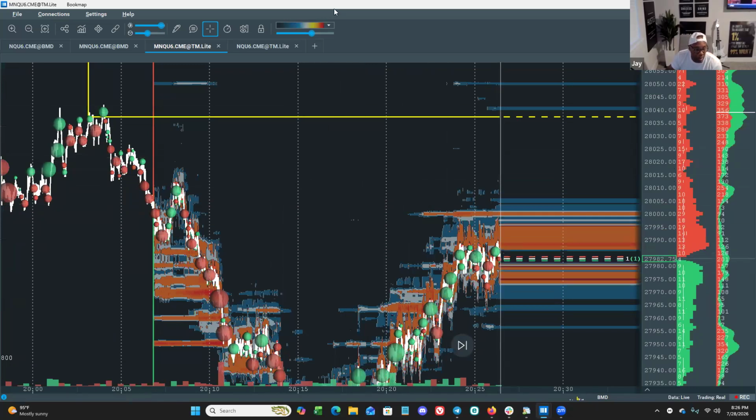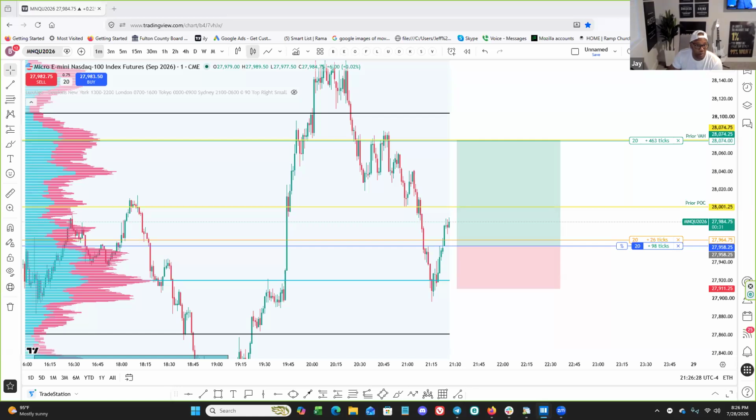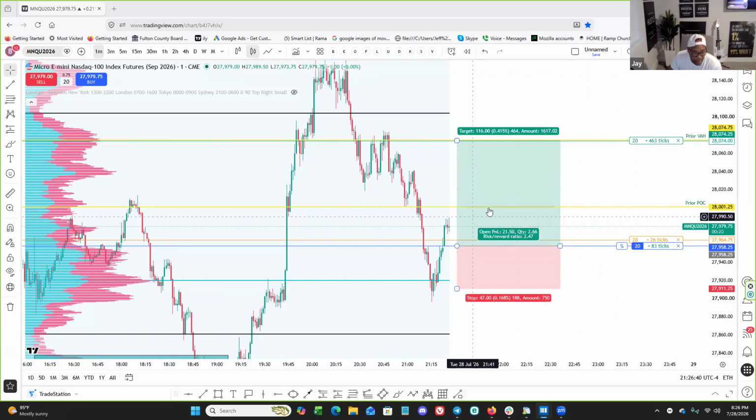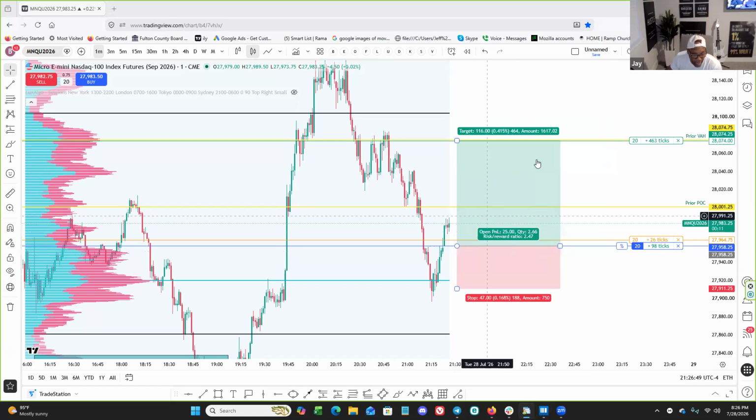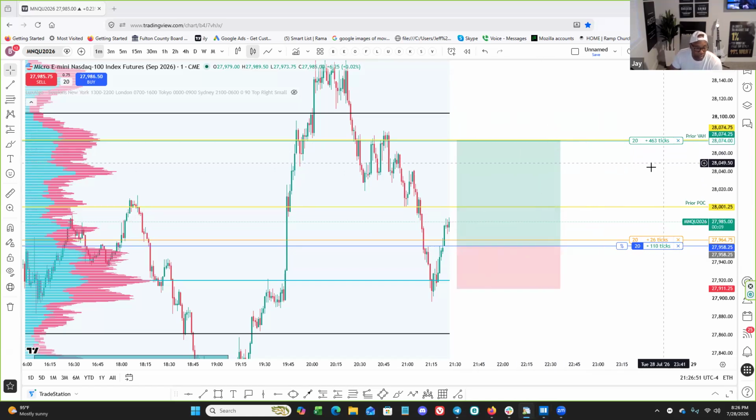So we combine Bookmap and the volume profile, which is what you see here, right? We're up 95 right now. Hopefully we won't get stopped out. I really would like to see us break past this prior POC from the cash session, and trade higher, higher, higher.